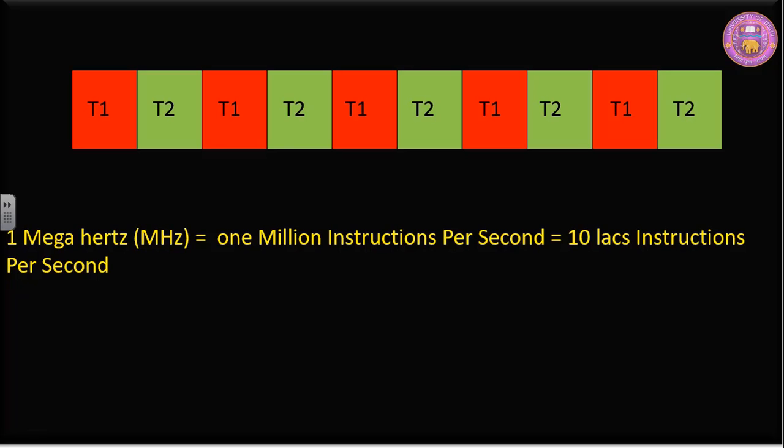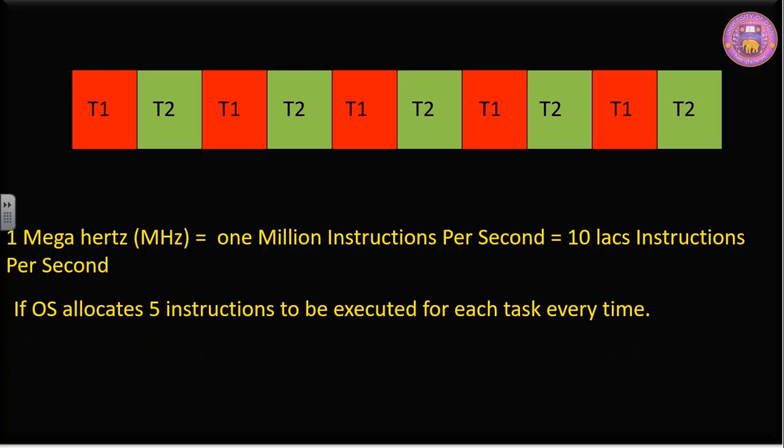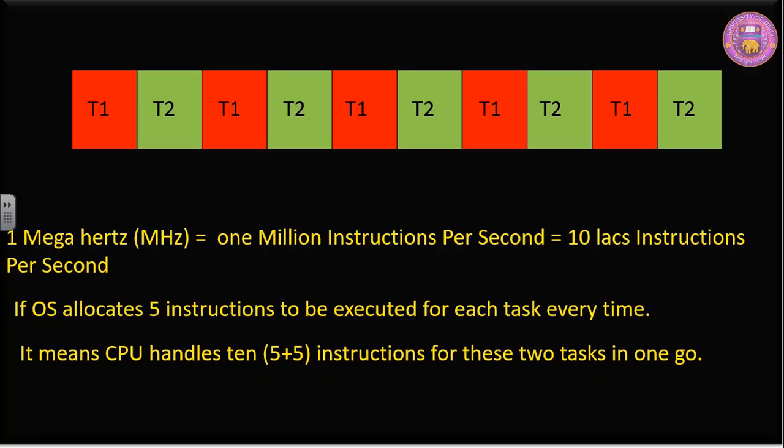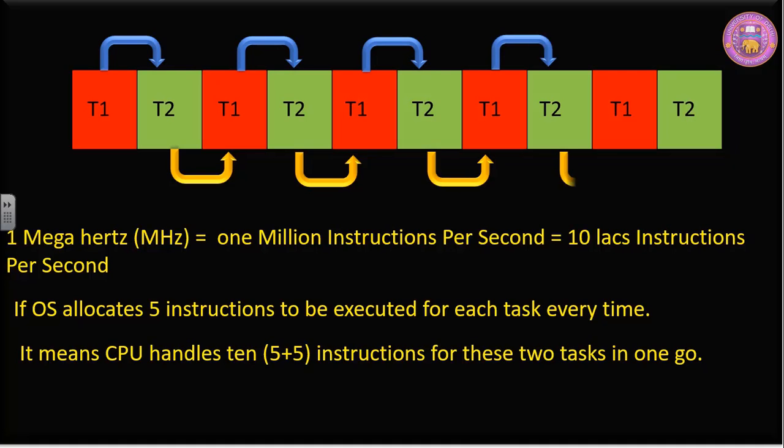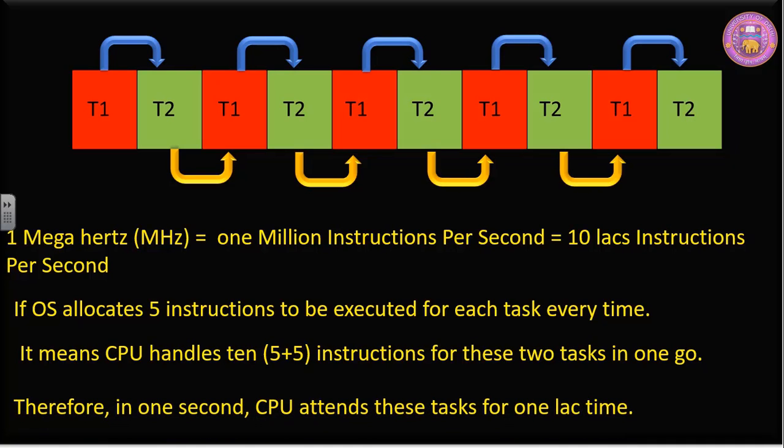Now let us take an example. 1 megahertz. This is equivalent to 1 million instructions per second. That is 10 lakh instructions per second. If operating system allocates 5 instructions to be executed for each task every time, it means CPU handles 10 instructions for these two tasks in one go. At one particular point of time, the CPU shall handle 10 instructions, from T1 to T2, again coming back to T1, again T1 to T2, and so on. Therefore, in 1 second, CPU attends these tasks for 1 lakh times.